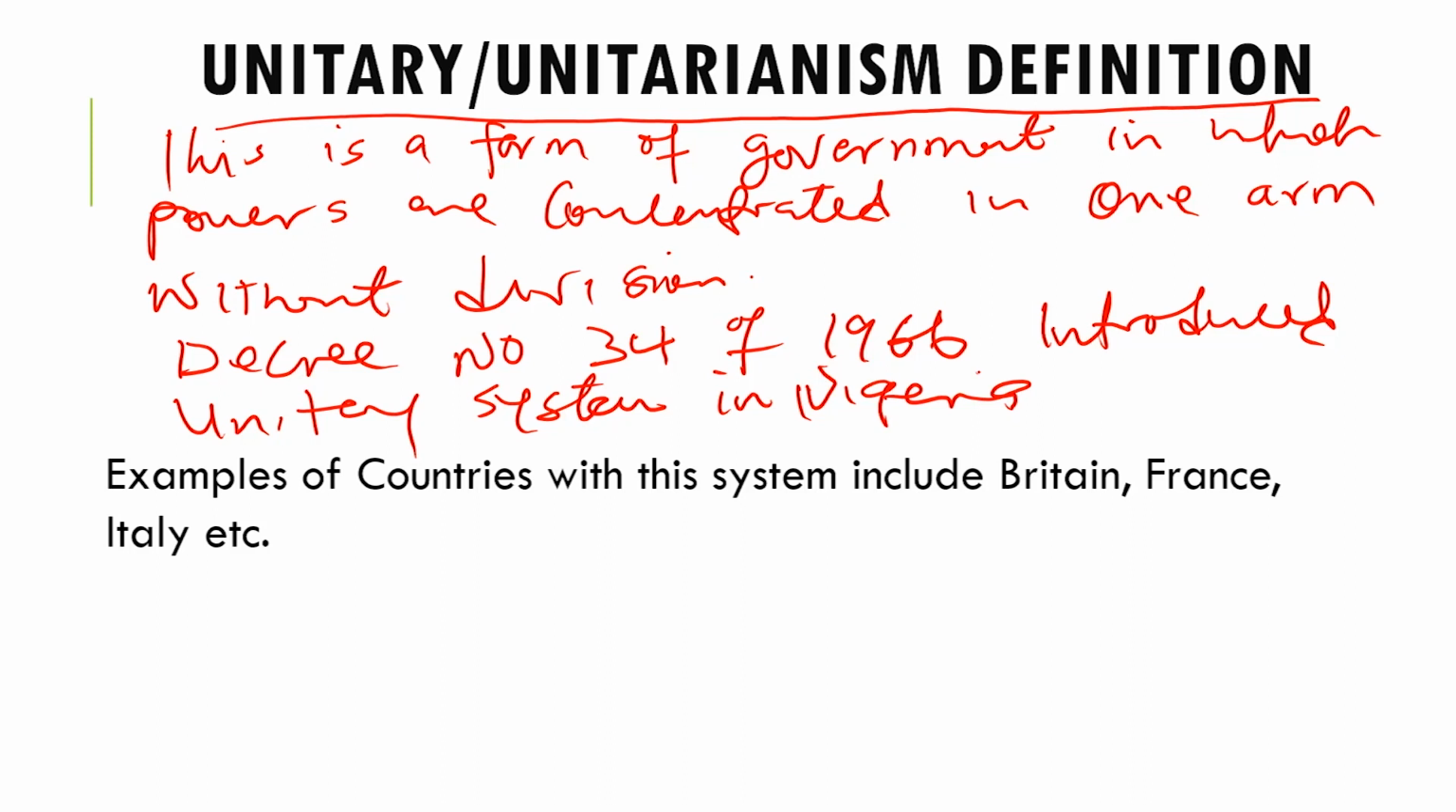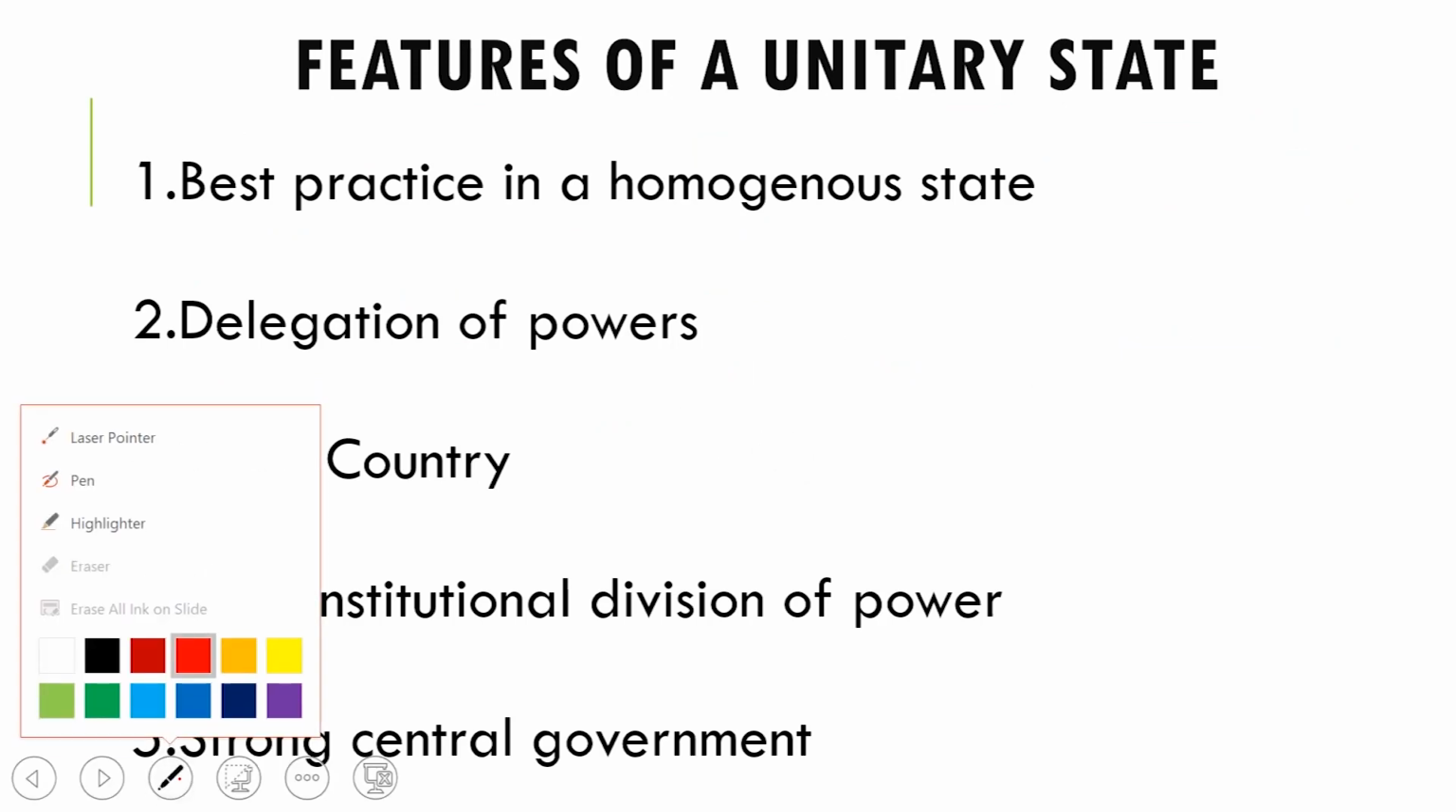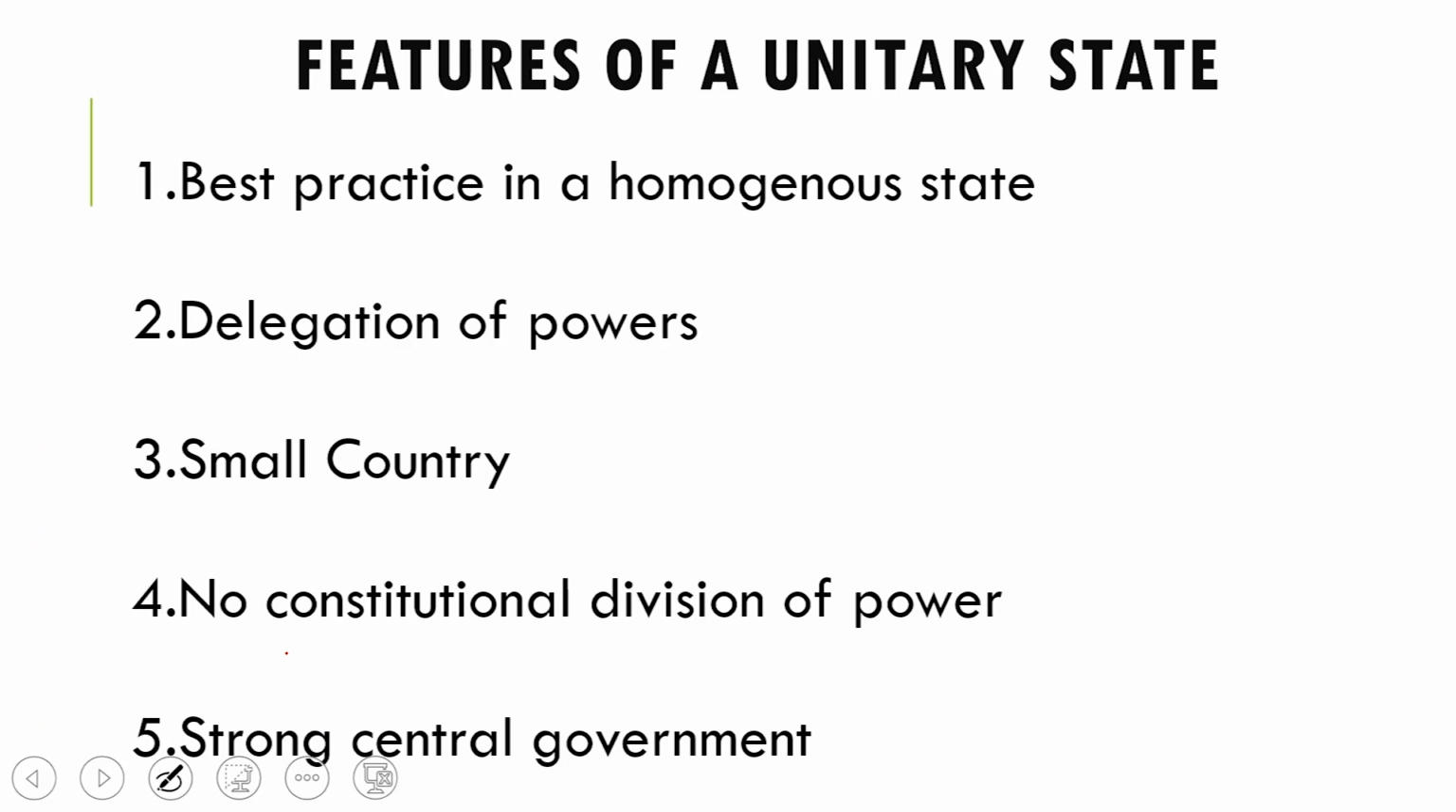Now we have examples of countries with this particular system. We have Britain, we have France, we have Italy. Even in Nigeria, that particular system was introduced, although it was a failure along the line. Now let's look at the features of unitary states. How do we identify a unitary state?